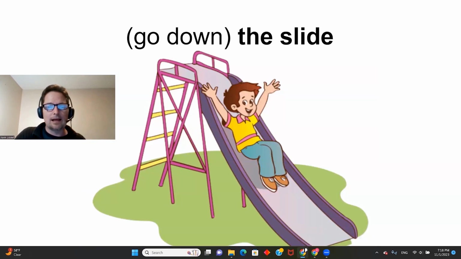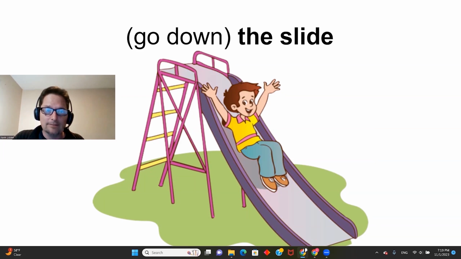Now let's talk about slide, not as a verb, but as a noun. The slide. This is the slide. Of course, I can say a slide if I'm talking about one in general. This is a slide. But normally in a park or a playground, you have one slide, so it's specific, the slide. And the verb, do we say the boy is sliding on the slide? You can, but normally we don't. We say go down the slide. So in the continuous form, the boy is going down the slide. That's the name of this thing.